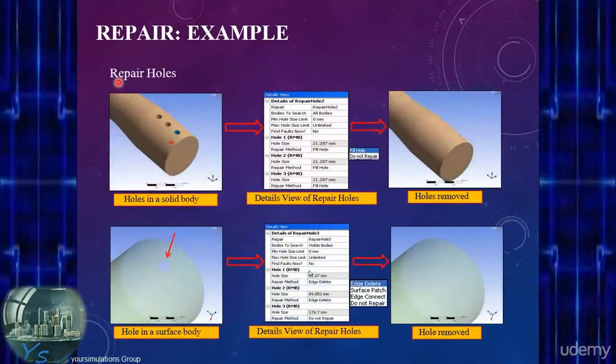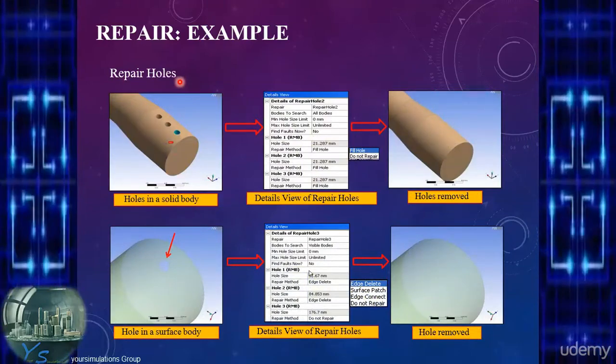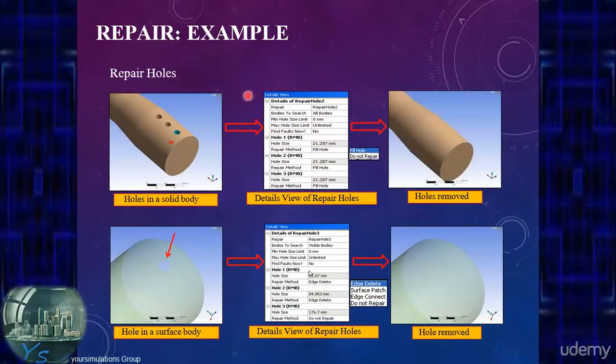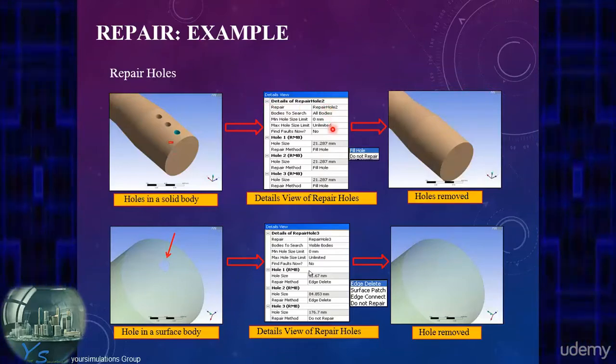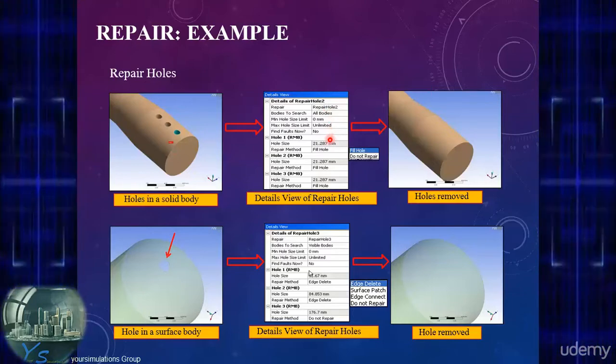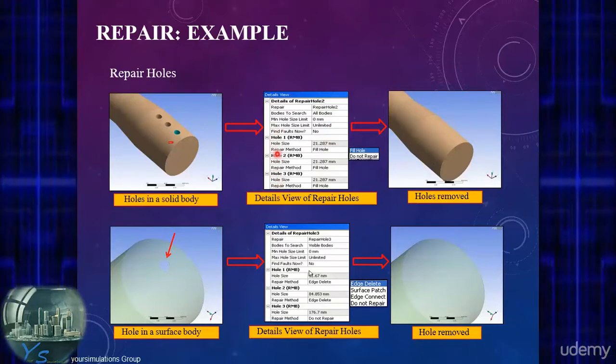Another tool is the repair hole tool. What we do is we create a repair hole command. We choose some limits for the sizing of the holes, and allow Design Modeler to search through the model and find all of the holes that lie within those limits.